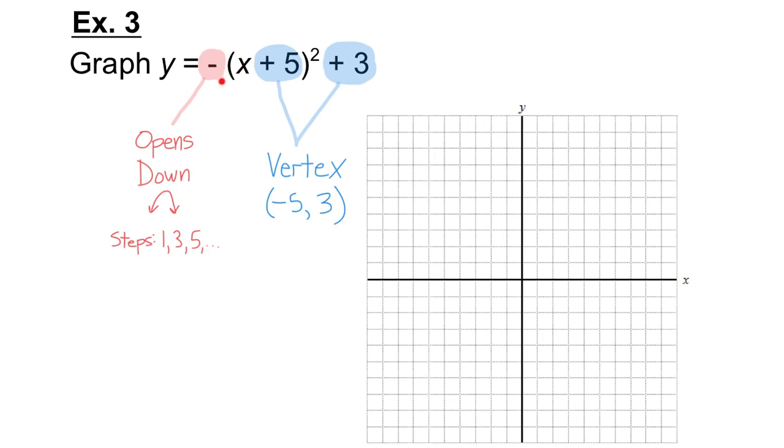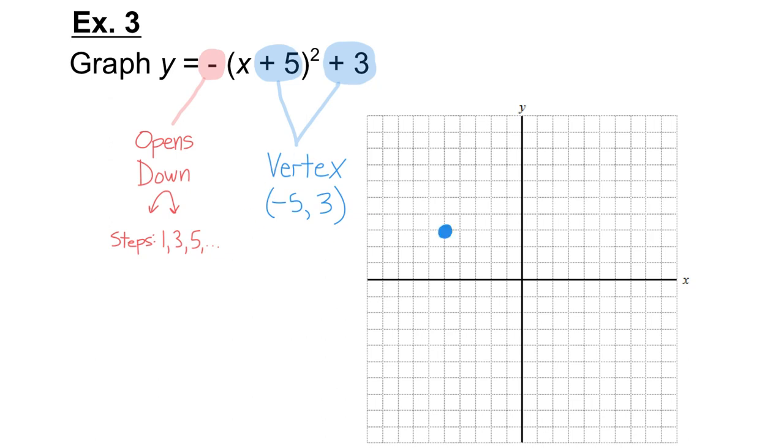Now, I don't see a number here. That means it's a -1, which just means my step pattern hasn't really changed from the parent function. It's still a 1, 3, 5 step pattern. It's just that instead of going up 1, then up 3, then up 5, I'm going down 1, then down 3, then down 5 from here.